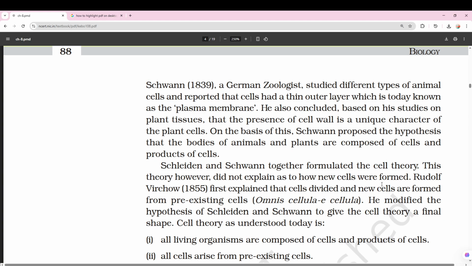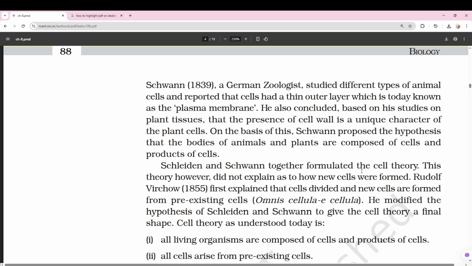Schleiden and Schwann together formulated the cell theory. This theory, however, did not explain how new cells were formed. Rudolf Virchow, in 1855, first explained that cells divided and new cells are formed from pre-existing cells. Omnis cellula e cellula. He modified the hypothesis of Schleiden and Schwann to give the cell theory a final shape.